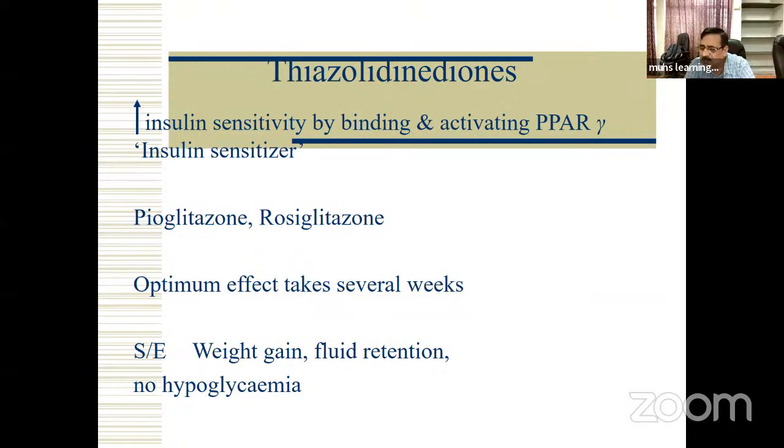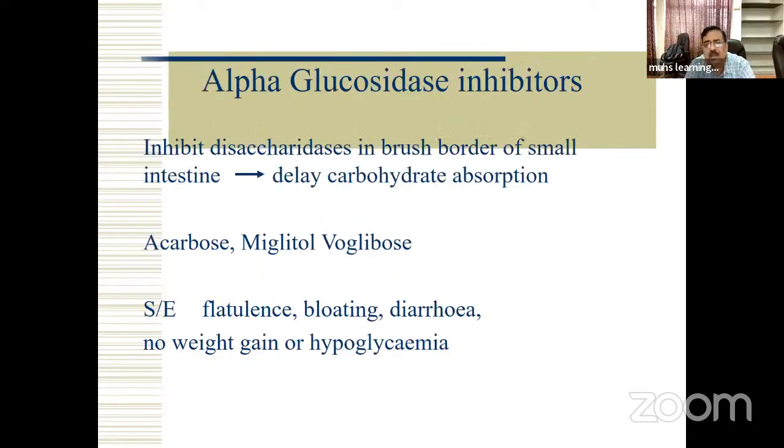So these are the ways you have to stop. Alpha glucosidase inhibitors: acarbose, voglibose, miglitol. What do they do? They prevent sugar absorption, and that is why they are used in cases where postprandial hyperglycemia is an issue.